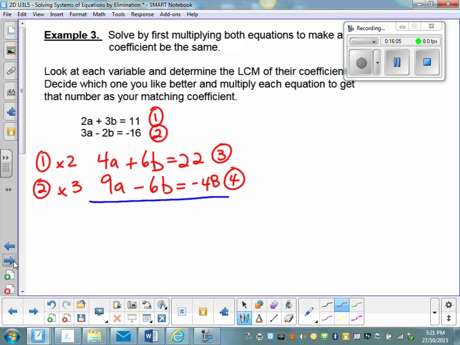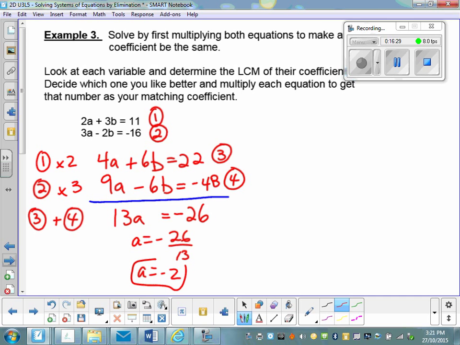Now you can see that I've got the 6 and the minus 6 matched up here. So if I take equation 3 and add equation 4, so 6b minus 6b, then that's going to be equal to 0. So what I'll end up with is 13a equals minus 26. a equals minus 26 divided by 13. So a is equal to negative 2.